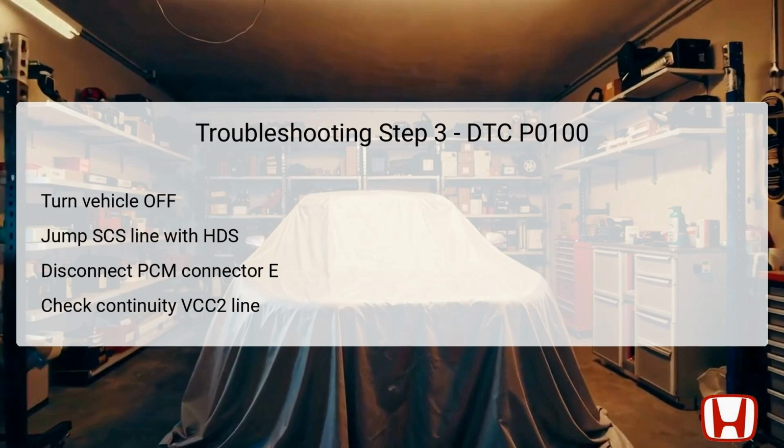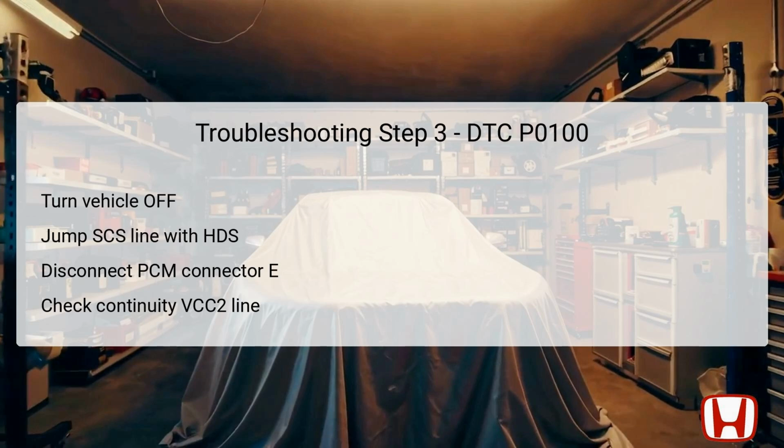In this step, the focus shifts to examining the VCC2 wire for any potential shorts. Begin by turning the vehicle off to ensure safety during diagnostics. Use the HDS to jump the SCS line, which stands for SRS control circuit, and wait for more than 1 minute to reset. After this, disconnect the PCM connector E, commonly recognized as an 80-pin connector that interfaces with various sensors, including the MAF sensor.